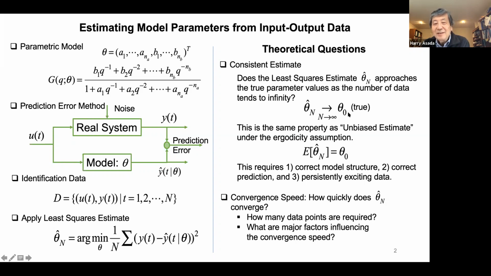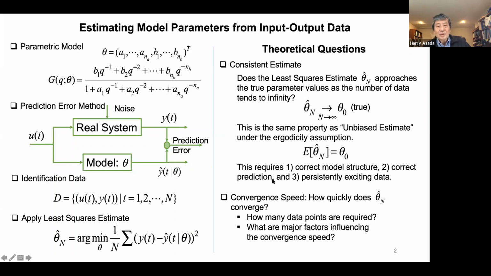So this is very important. Now, as I said, this is basically the same property, the so-called unbiased estimate, under the ergodicity assumption. So this is the ensemble mean, and this one is the time average over the number of samples. That's actually equivalent to saying time average. Basically this is a very fundamental and important property. Now this requires quite a few conditions to be satisfied. Perhaps the 3 or 4 most important ones: first, you have to pick the right model for the system. If the model is significantly different from the real system, no chance, right?